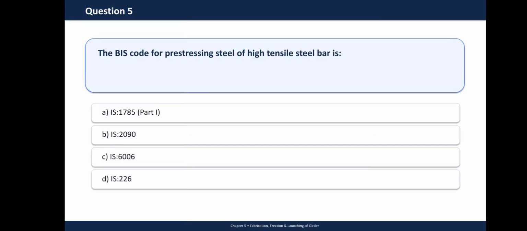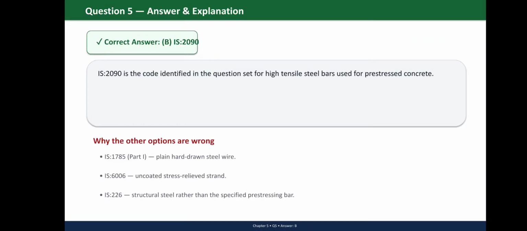Question 5. The BIS code for prestressing steel of high tensile steel bar is options: A. IS 1785 Part 1, B. IS 2090, C. IS 6006, D. IS 226. Correct answer is B. IS 2090. Explanation. IS 2090 is the standard code for high tensile steel bars used in prestressed concrete construction.